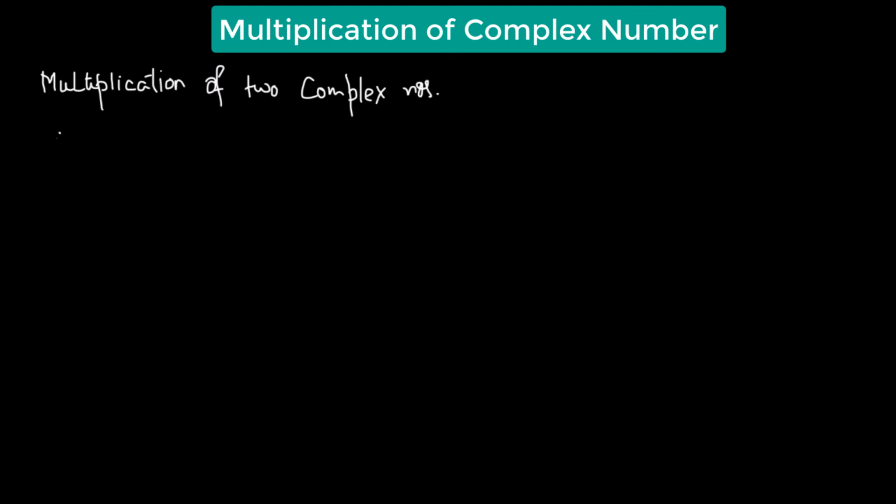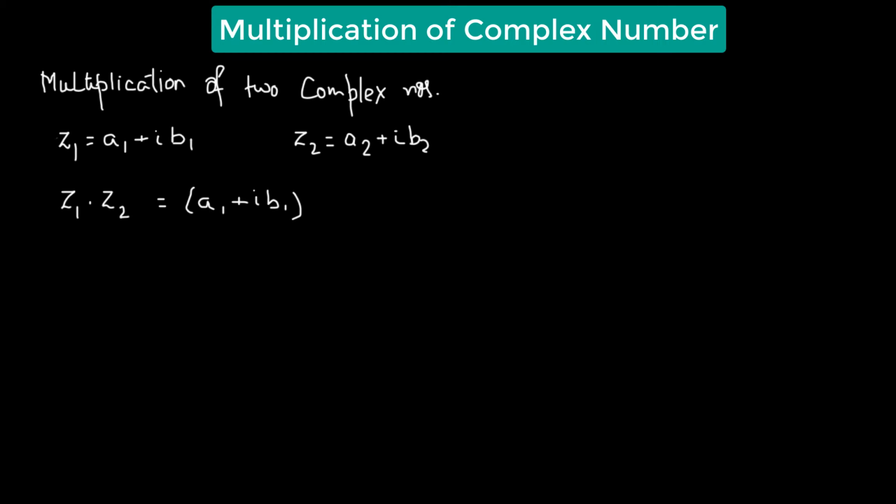So let us begin by considering complex number z1 equals a1 plus i times b1, and another complex number z2 equals a2 plus i times b2. We're going to multiply them. So z1 multiplied by z2 is simply equal to (a1 plus i times b1) times (a2 plus i times b2).